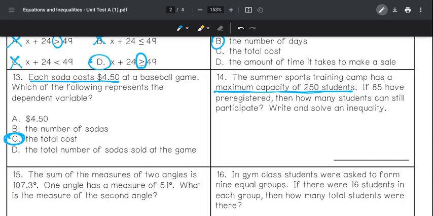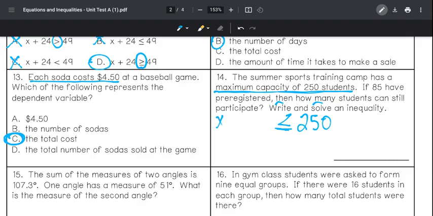Number 14, the summer sports training camp has a maximum capacity of 250 students. So they're saying we can hold 250 people at most. Okay, so 250 at most, which means that's the biggest number. And it can equal that. We can fill all 250 spots. If 85 have pre-registered, then how many students can still participate? Write and solve an inequality.